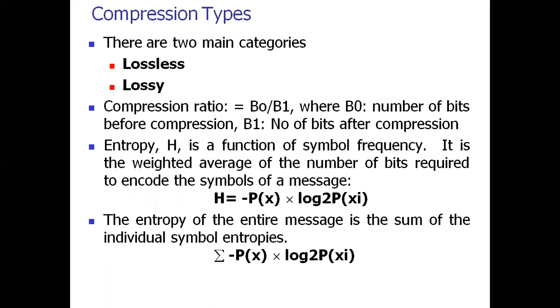When we talk of compression ratio, it is given as B0 by B1, where B0 is the number of bits before compression and B1 is the number of bits after compression. The entropy is given as minus sum of Px log to the base 2 of Px, that is the weighted average of the number of bits required to encode the symbol of a message. The entropy of the entire message is the sum of all these weighted terms.